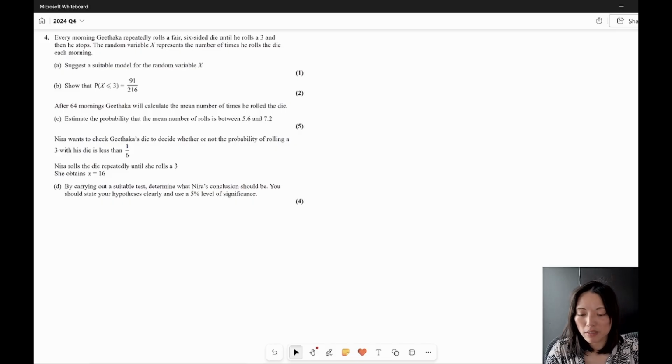Let's give ourselves a little bit more space and look at part D of our question. Nero wants to check Jithaka's die to decide whether or not the probability of rolling a 3 with his die is less than 1 over 6. Nero rolls the die repeatedly until she rolls a 3. She obtains x equals 16. So that's part D.